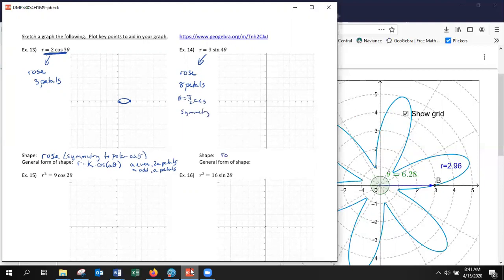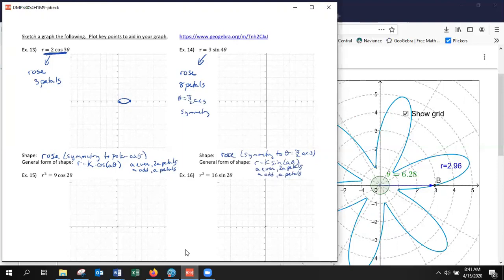So rose, I probably should have just written that down here. So rose symmetry to theta's pi over 2 axis. And that would be r equals k sine of a theta. And once again, this is where I'm just going to take what's over here, copy it, and paste, because all that information is still relevant.